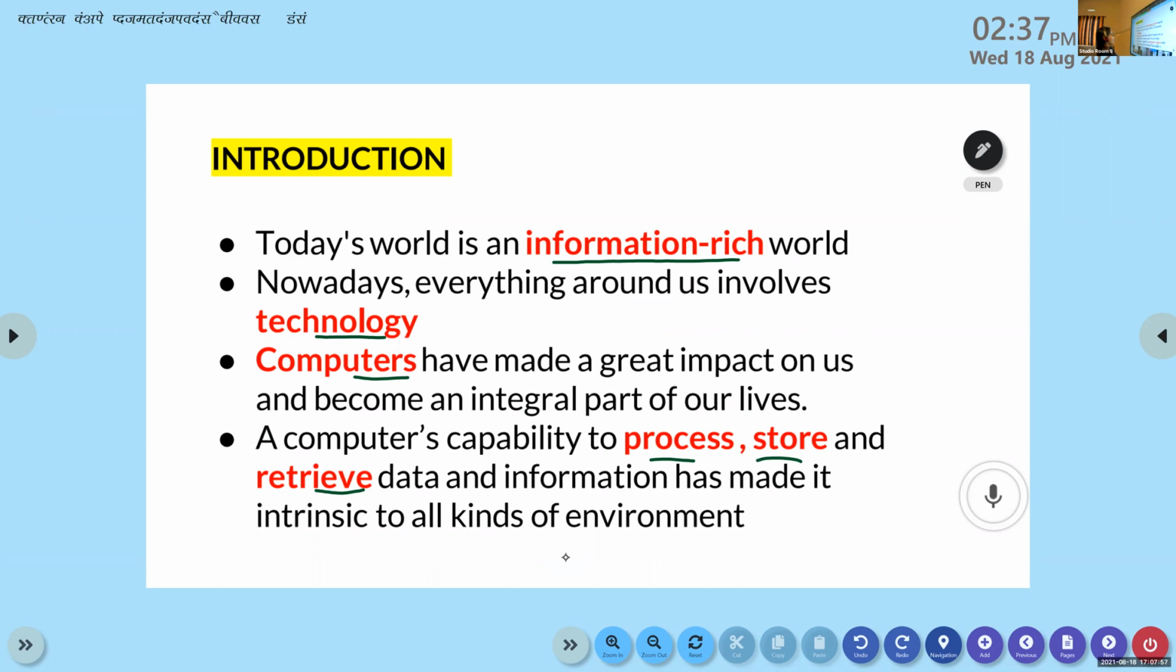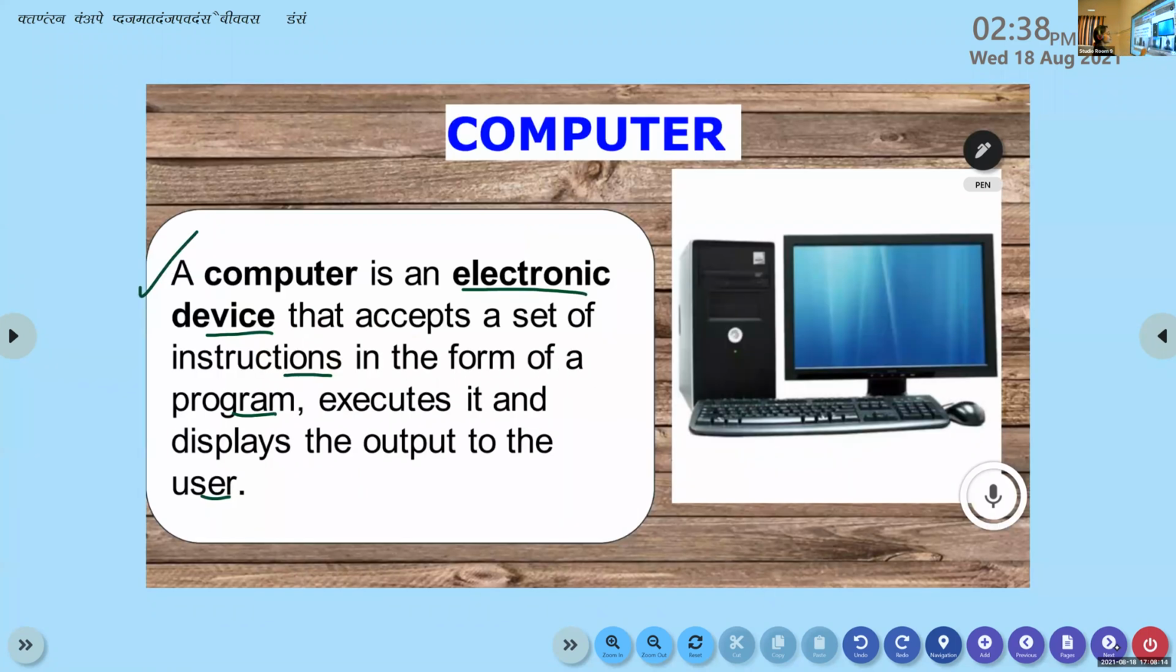Yes. Okay. So computers nowadays are playing an important role in our life. The computer's capability to process, store, and retrieve data and information has made it an important part of our life. So what is the basic definition of a computer? It is an electronic device which accepts a set of data, then processes it, and sends the output. This is the basic definition. And those who have not seen the computer yet, this is the computer, my dears.